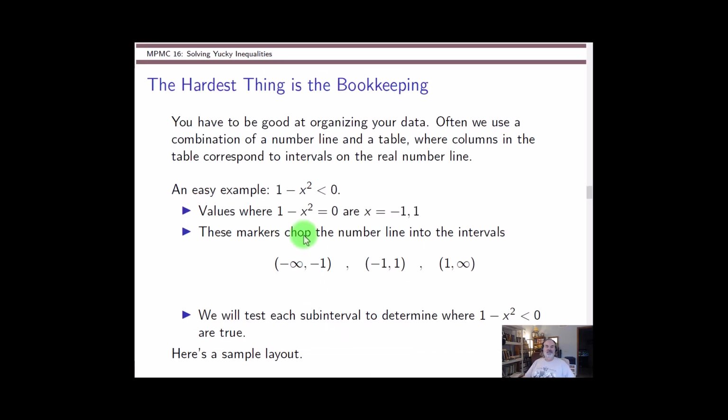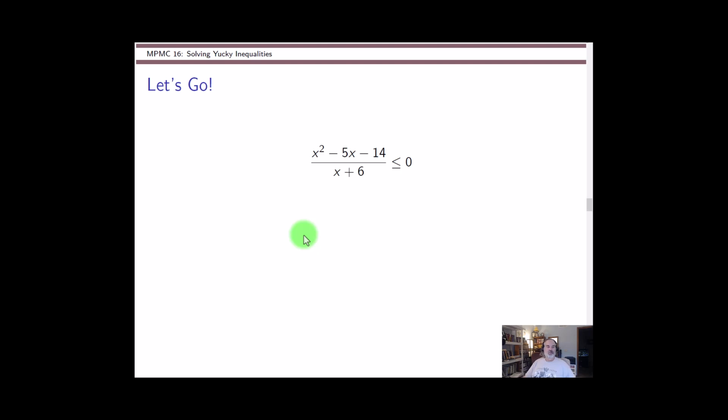So that's an easy problem just to look at the bookkeeping. So the main event, here we go. x squared minus 5x minus 14 over x plus 6 less than 0. I am factoring the numerator here. I think you can trust me that this factoring is correct. And so that's a factored version of our inequality.